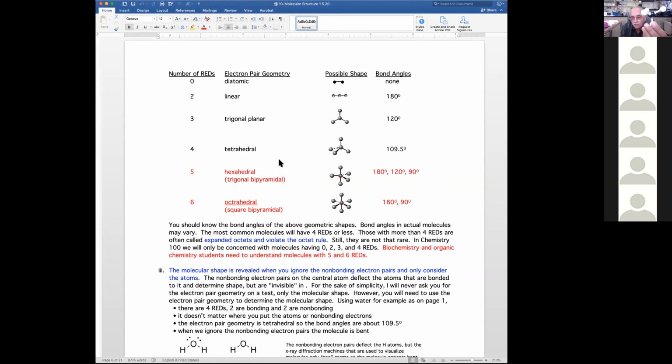So this particular one, if it's all the same kind of bonds, it's symmetrical, so it would be nonpolar molecule. If I were to take one off, this is no longer symmetrical. So if these are all nonpolar bonds, it's a nonpolar molecule.